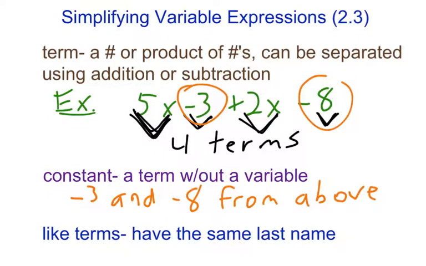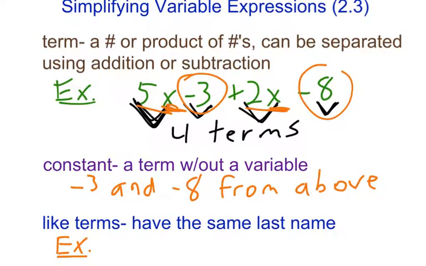Now let's talk about like terms. They have the same last name. So for instance, 5x and 2x, they both have an x for a last name, so they're like terms. Another example here, like terms could be 2x and 5x. Those are like terms. Another example could be negative 6 and 2 are like terms.